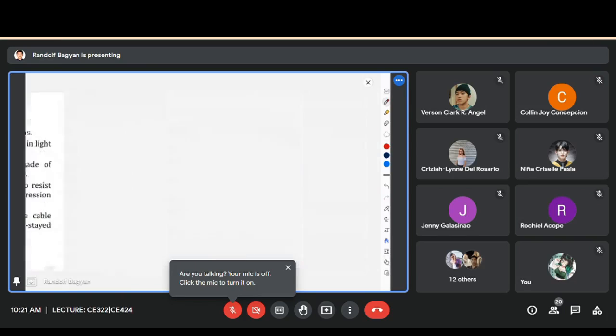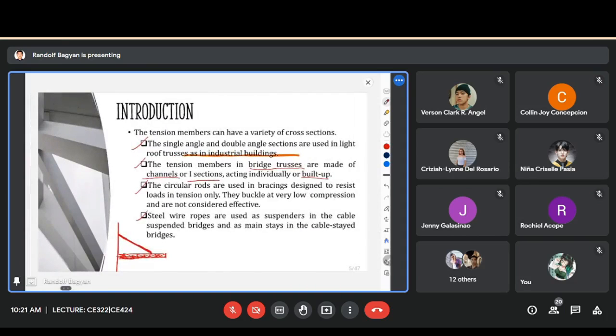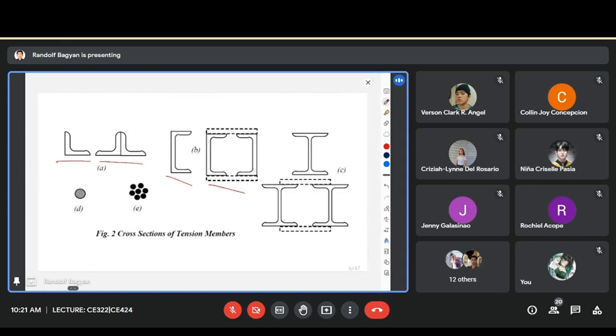So the angle and the double angle for industrial roof trusses. For bridge trusses, we usually use the channels and the wide flange or I shape, individually or built up. Built up means these. These are built up sections.